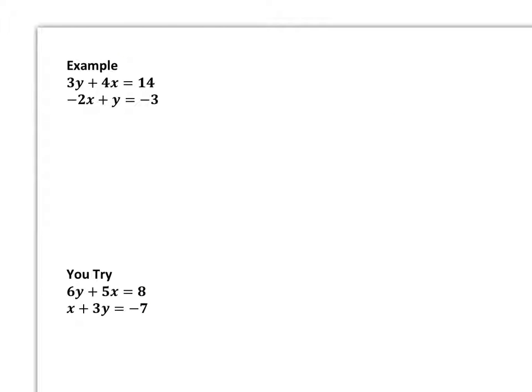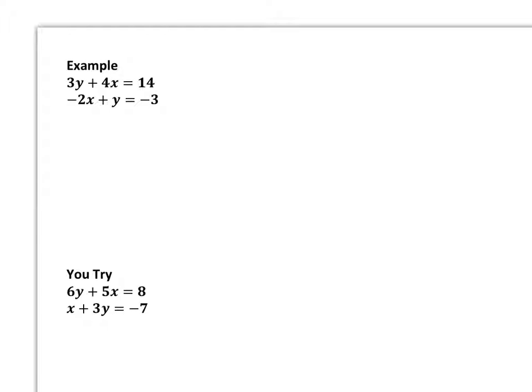Okay, so in this example, we do not have one of our variables already solved for. So we need to find one of our variables that is going to be the easiest for us to solve for. What we want to look for when we're trying to solve for one of our variables is a variable that has a coefficient of 1, or doesn't have a number in front of it.